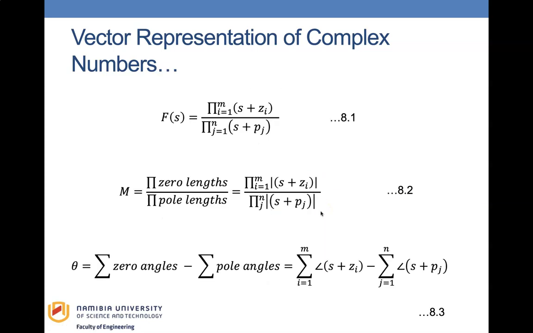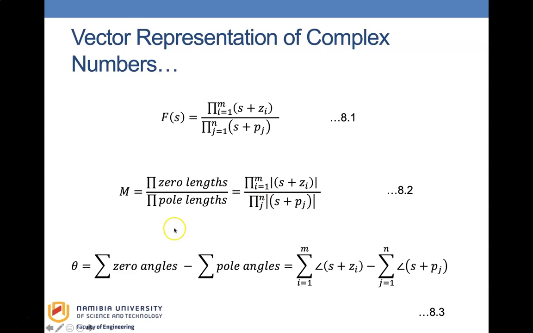Assume a function given by equation 8.1, where the symbol capital Pi means the product. M is equal to the number of zeros and n is the number of poles. Note that each complex factor s plus z and s plus p can be represented as a vector. The magnitude M of F of s at any point s is given by equation 8.2, where the length of a 0, s plus z, with the bars in between meaning the length, is the magnitude of the vector drawn from the 0 of F of s at minus z subscript i to the point s.